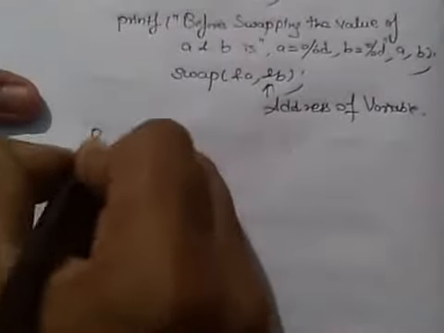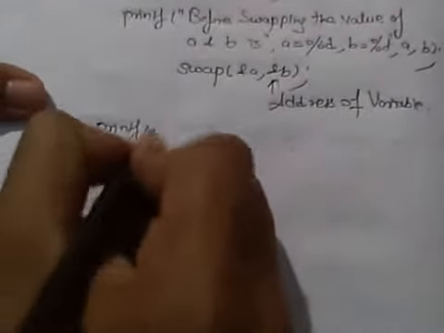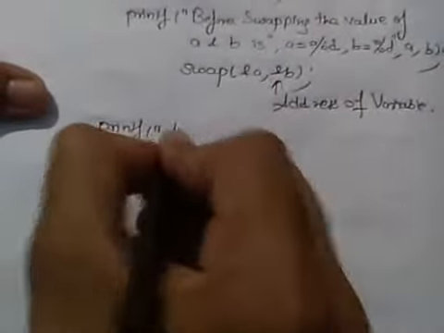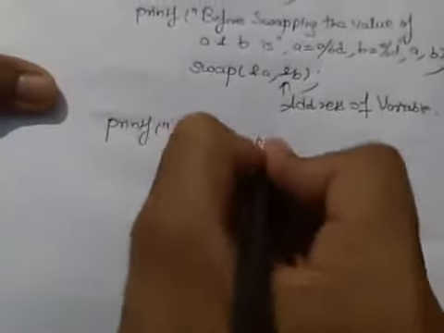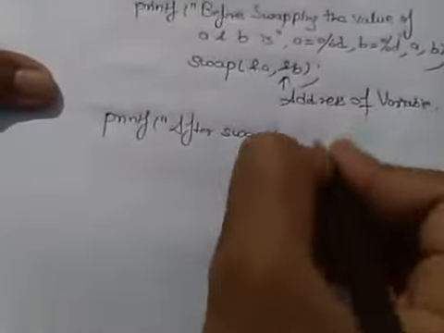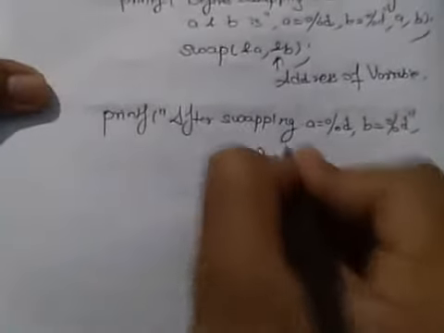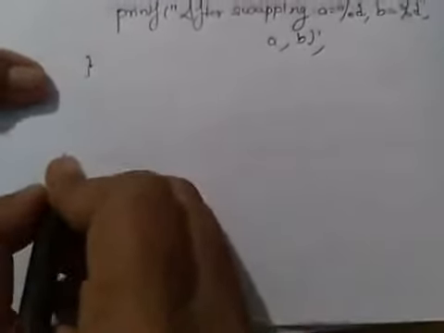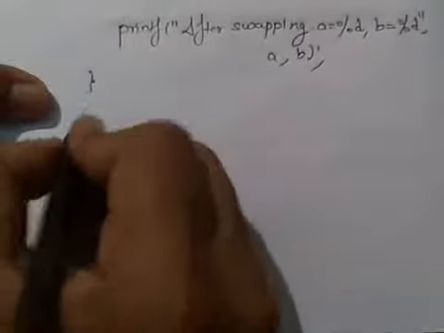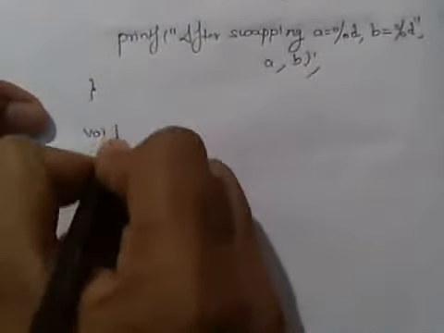Now again print the values after swapping. After swapping, a equal to %d, b equal to %d, with a comma b. Now this is our main function. Now we will define the void swap function.